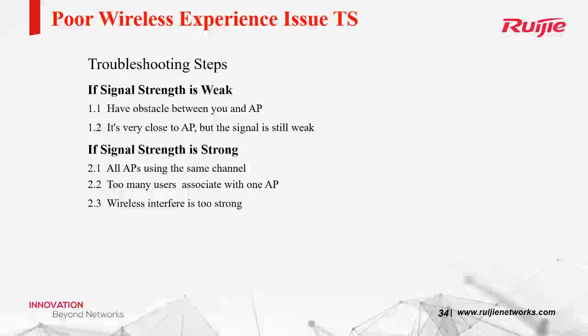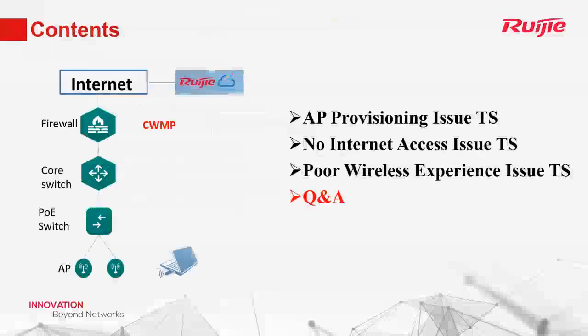This is the third part. Let us go through the troubleshooting steps. If signal strength is weak and if signal strength is strong, check the obstacle and the transmission power, and then check the channel, association users and the wireless interference in the field. That's all.